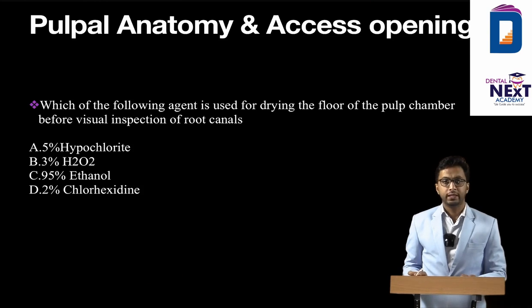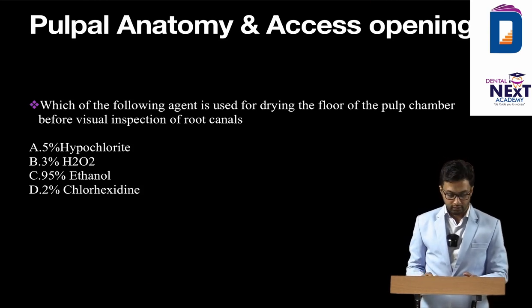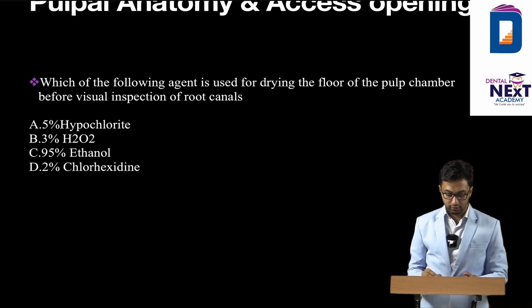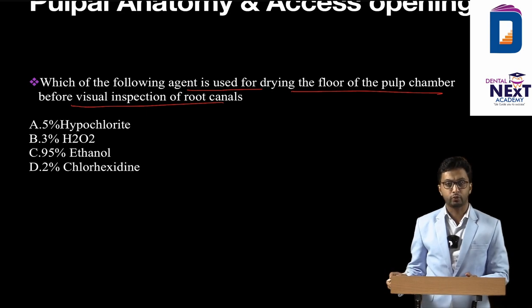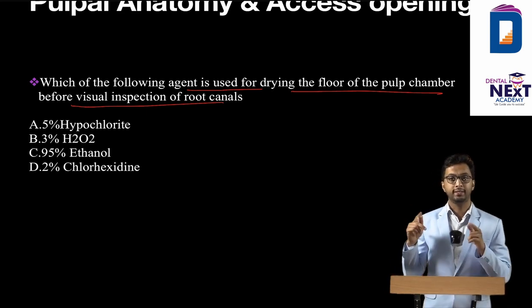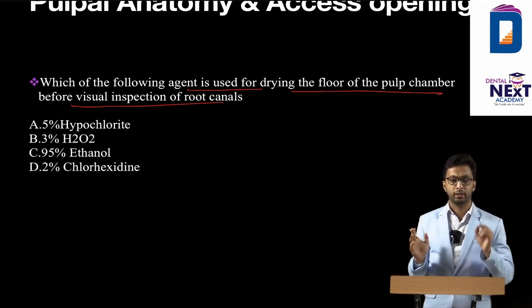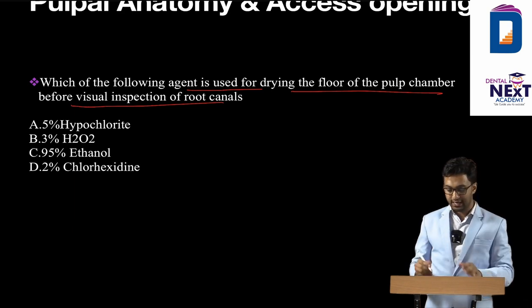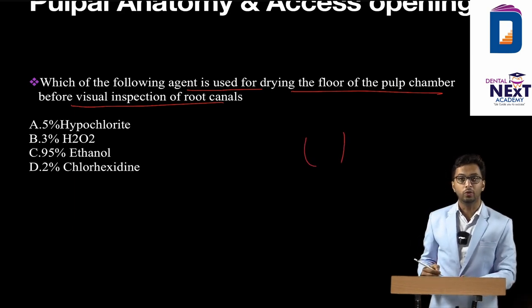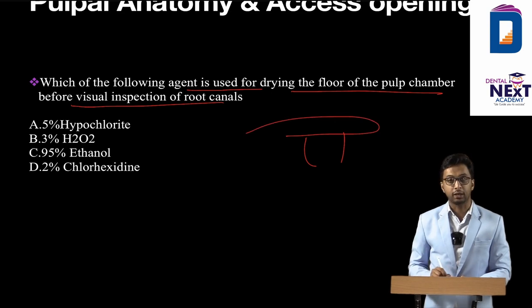Now the next question is about access opening. The question is, which of the following agents is used for drying the floor of the pulp chamber before visual inspection of the root canal? So we studied the root canal system, the anatomy of the root canal system, but if you want to find a root canal system, what you have to do? You have to properly dry the chamber.